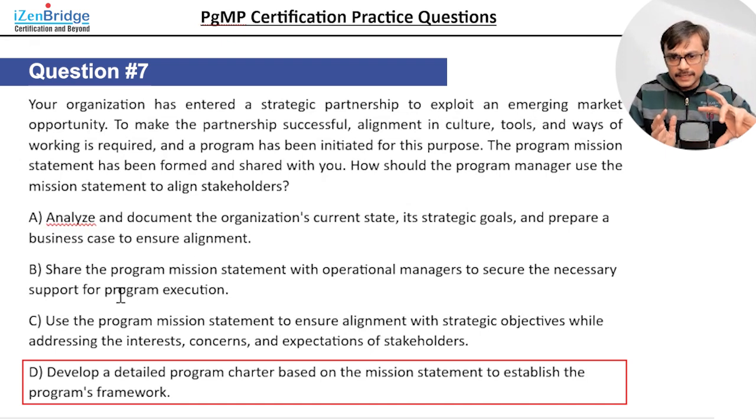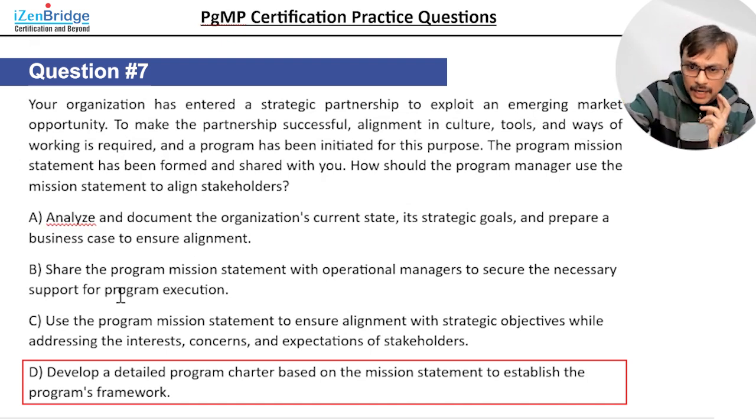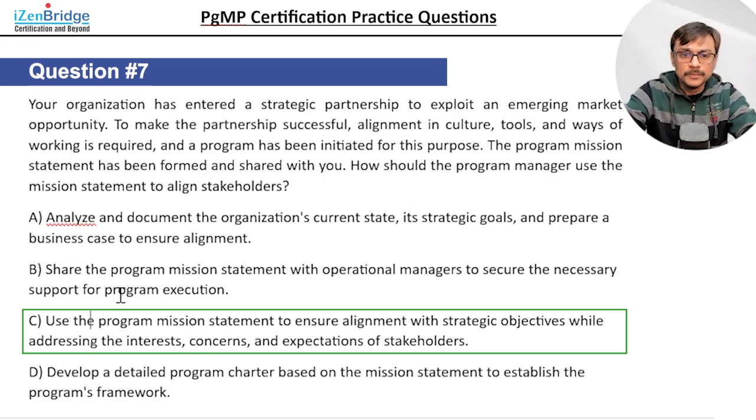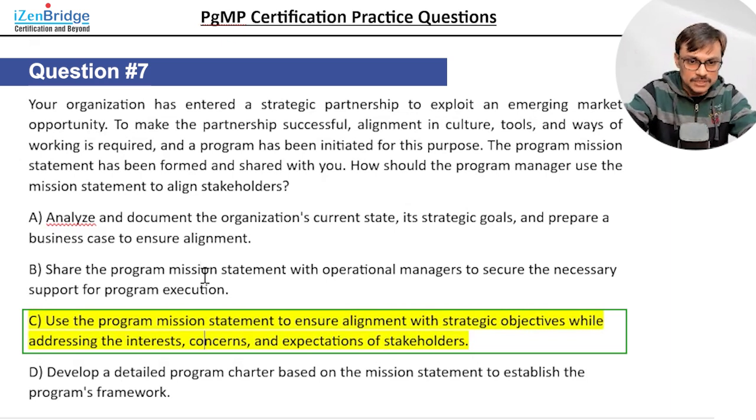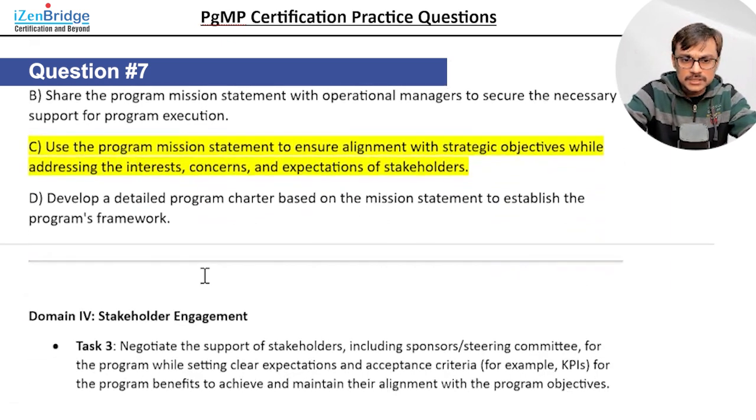Yeah. So A and D are candidates, but the problem with them is they are using a two-step approach. Whereas option C is saying, I have something in hand. First, I use it, because the question says the program mission statement has been formed and shared with you. How would you use that? Yeah. So I better use it first before I go for preparing another document out of it. That's the reason I am choosing option C as the right option, because it is focusing on all stakeholders. Option B is out because it was only focusing on operational managers. Yeah, so this is the answer. We go with option C.